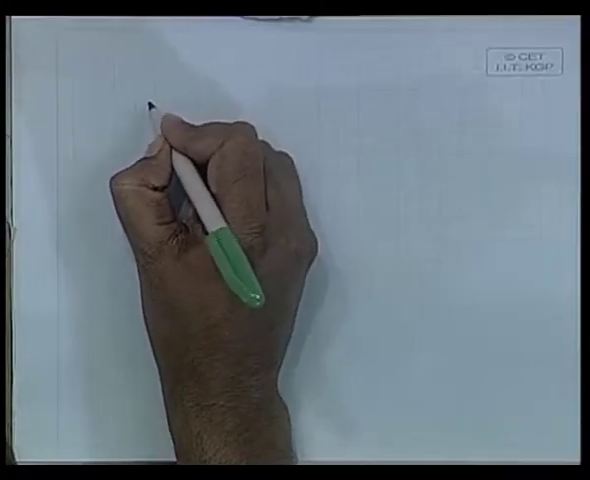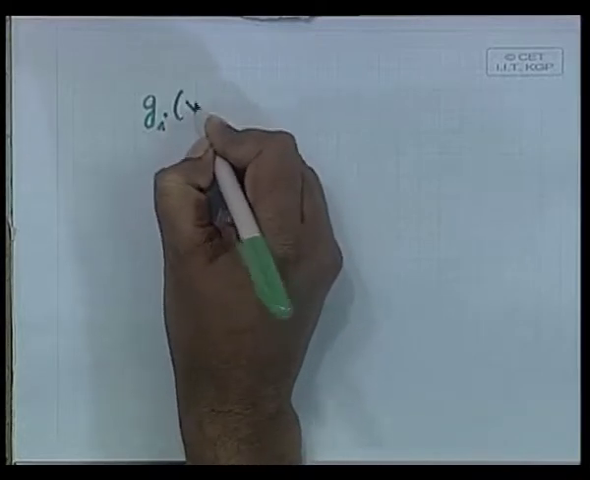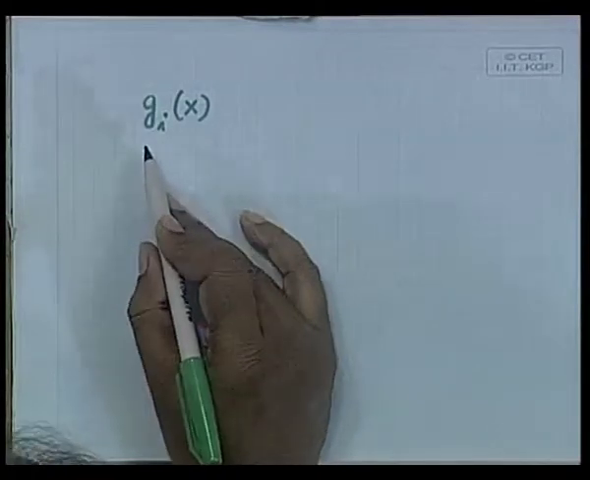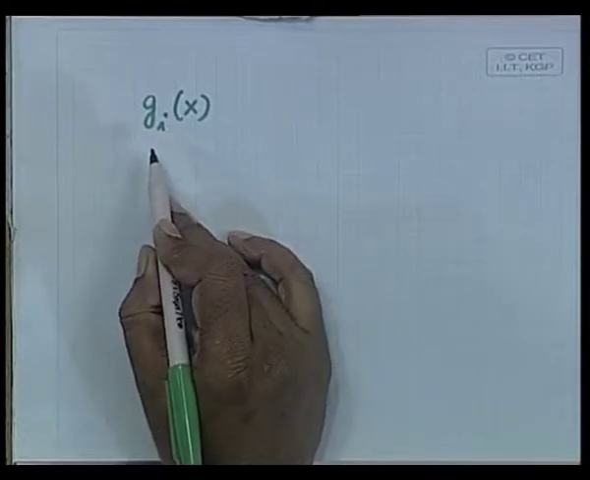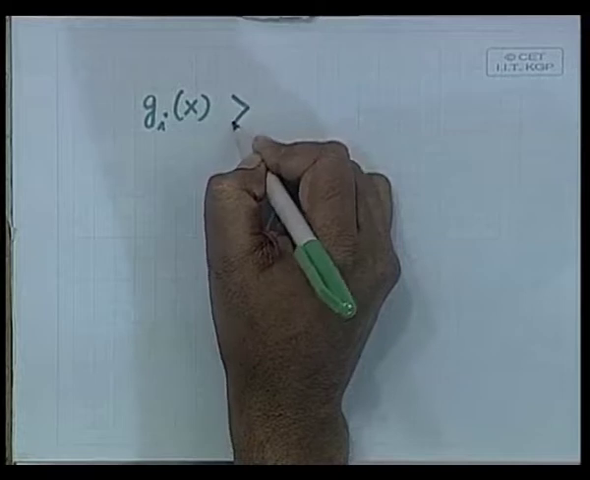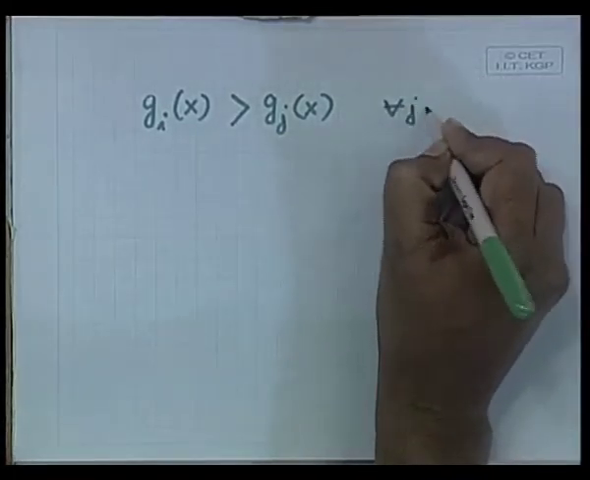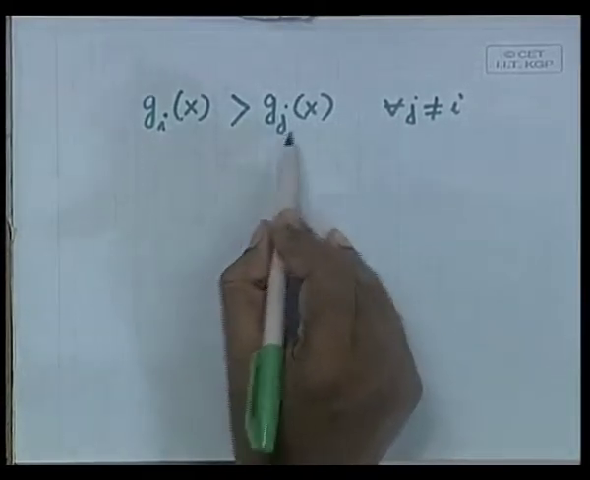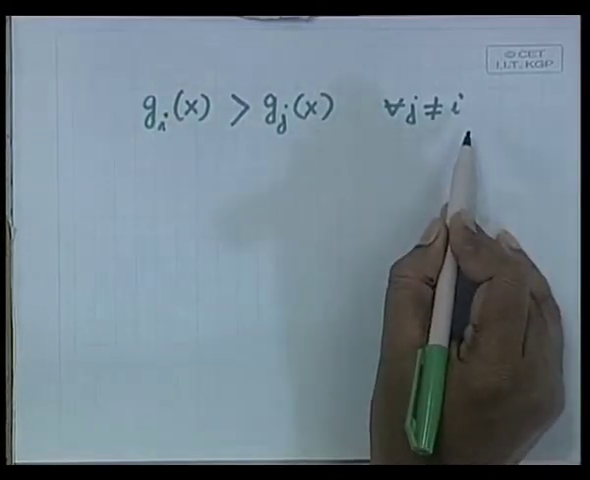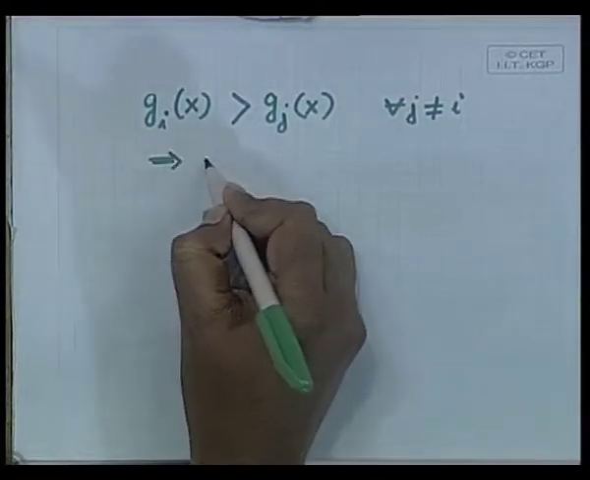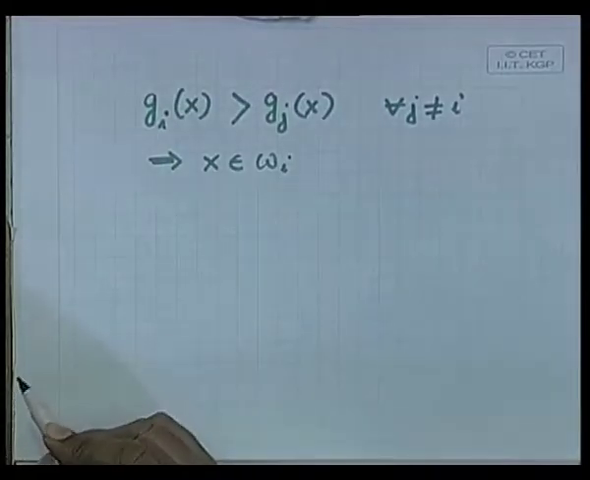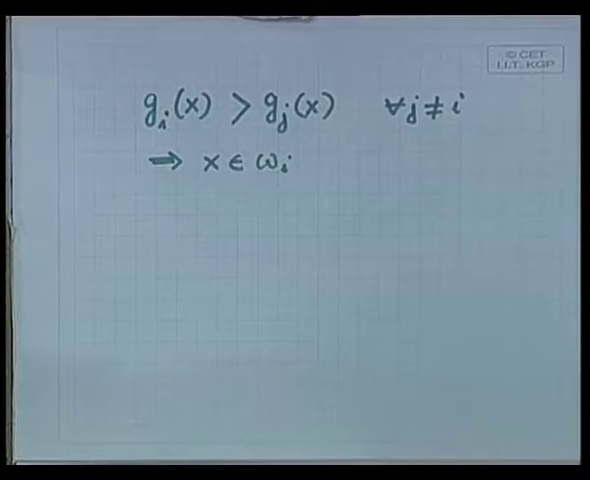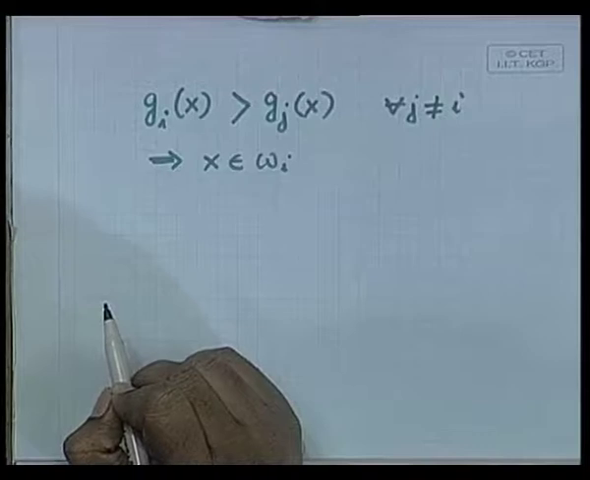So, here we find that our condition is something like this: if G I x, where x is the sample vector and G I x is the discriminant function corresponding to the class omega I, is greater than G j x for all j not equal to I, this indicates that x belongs to class omega I, because G I x is maximum among all the discriminant functions.